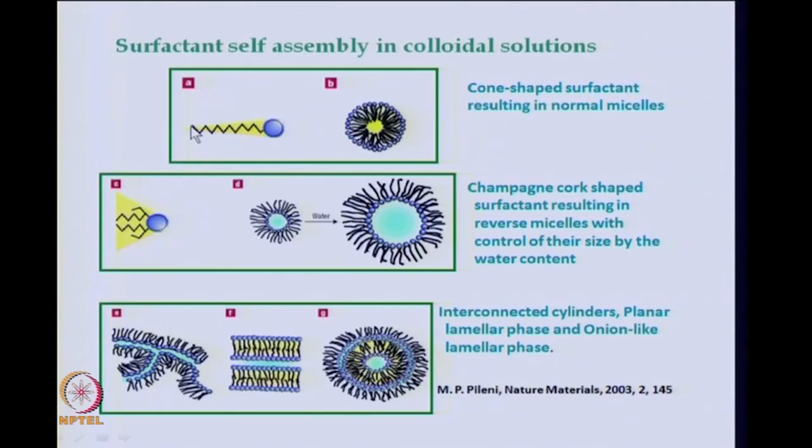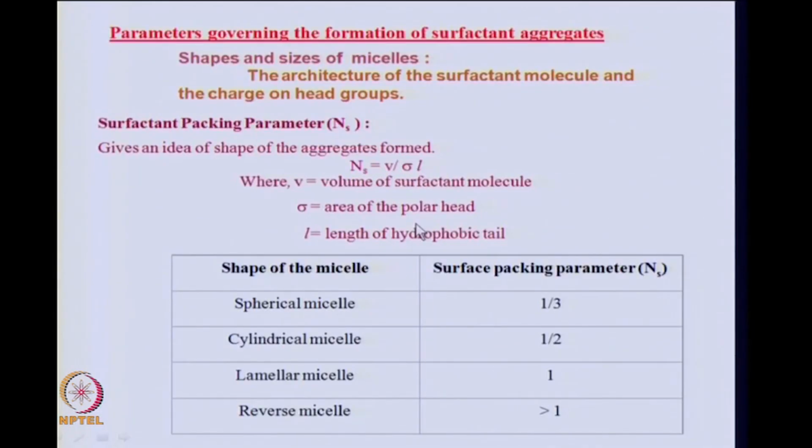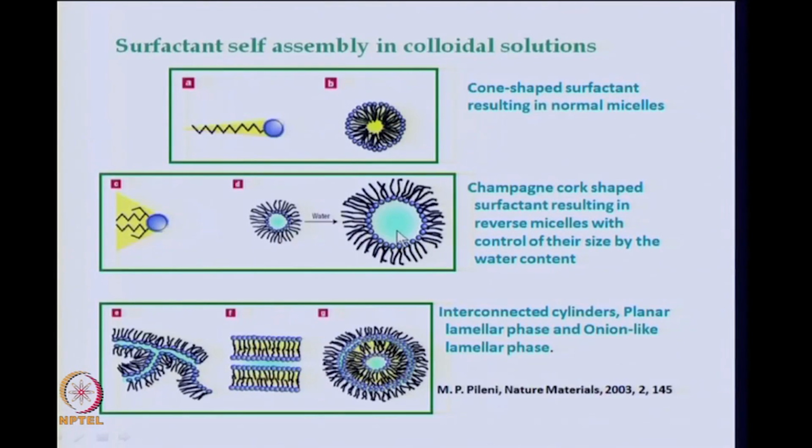Here you can see a cone shaped surfactant which results in a normal micelle, and if you have this kind of a surfactant where you have a polar head group and 3 or 4 different tails, that forms what is called a cork shaped surfactant, which is again a reverse micelle. Here it is of course a micelle, and typically if you have 2 or 3 hydrophobic tails, then invariably they lead to reverse micellar organization, where you can have aqueous medium inside. In the micelles you can have the non-aqueous medium inside.